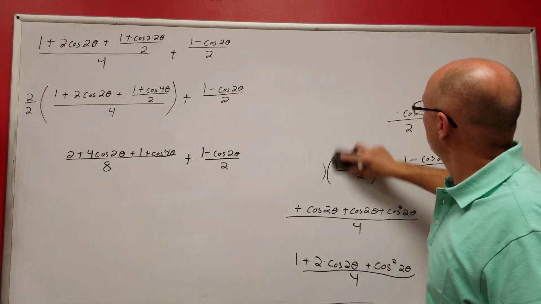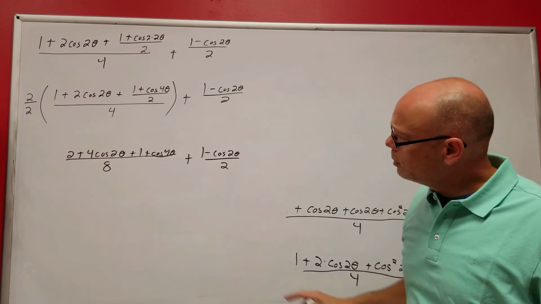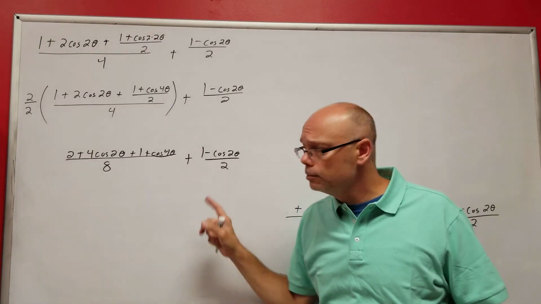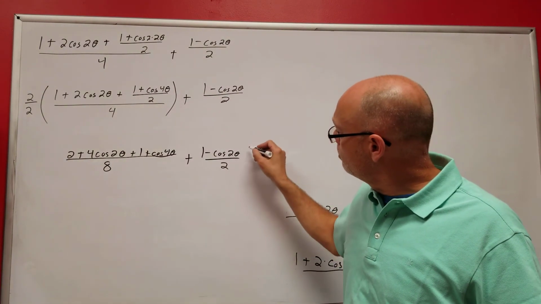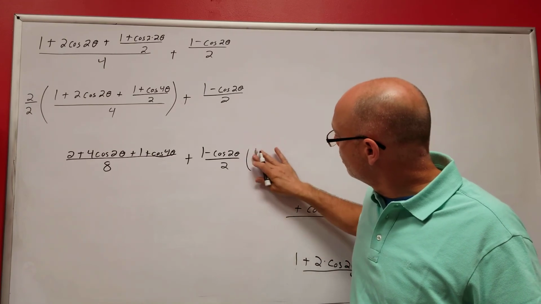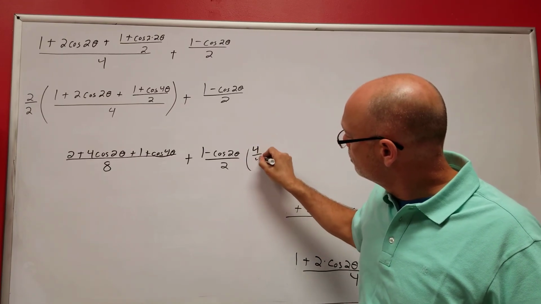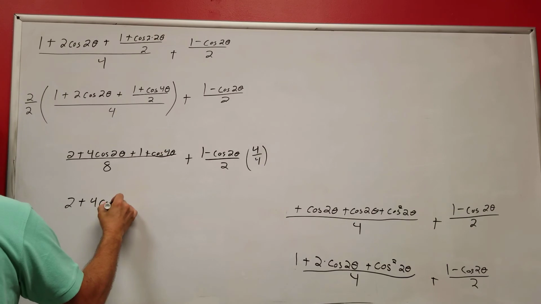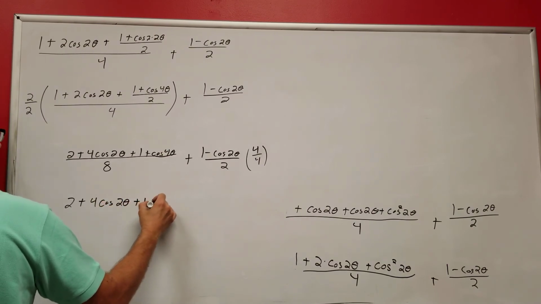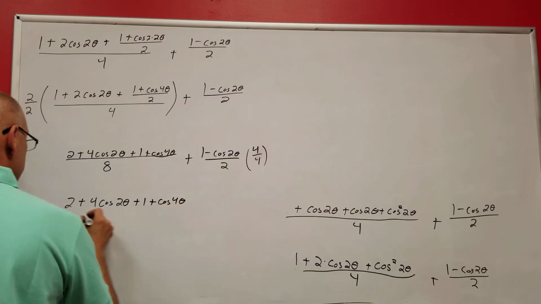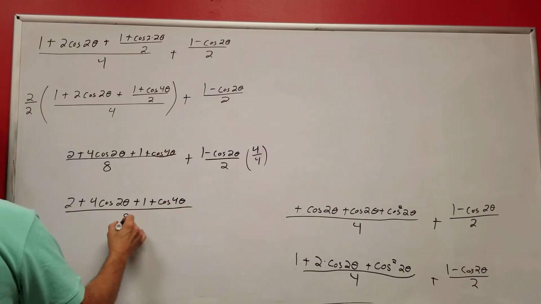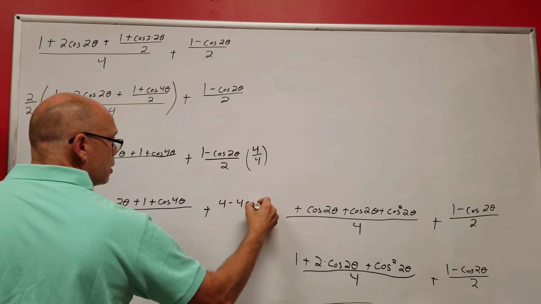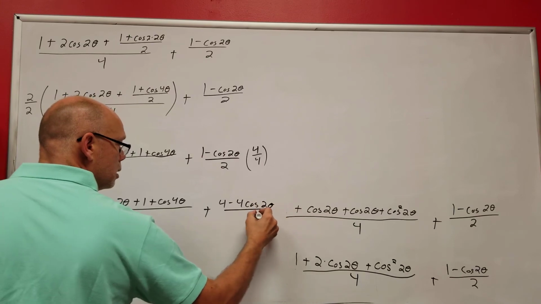Now what I would like to do here, so I would like to go ahead and combine these two fractions, add them up. To do so, I need a common denominator here and here. So I'm going to go ahead and multiply this one by 4 over 4 to get my 8 at the bottom. So this part just comes down. 2 plus 4 cosine of 2 theta plus 1 plus cosine of 4 theta all over 8 plus, wouldn't this be 4 minus 4 cosine of 2 theta over 8?